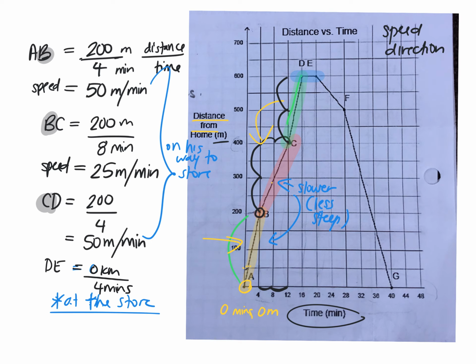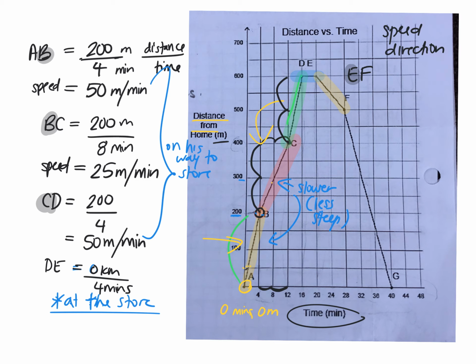He gets to the store, he's at the store, and now what's happening from E to F and F to G? He went 100 meters back. Yes, good language. He's going back towards home. The improper word is to say down. He's not going down. He's going back home. His distance from home is decreasing because he's getting closer to home. So he's going back home.